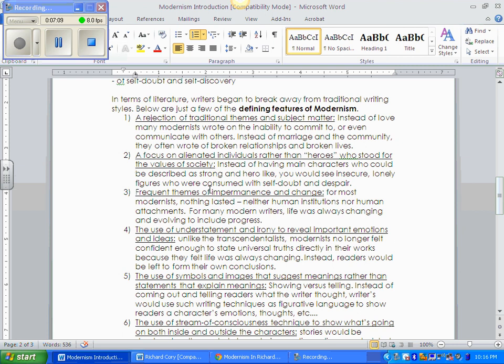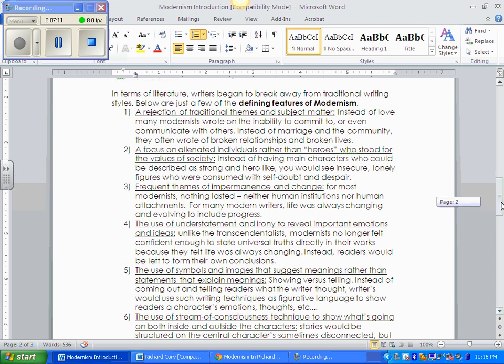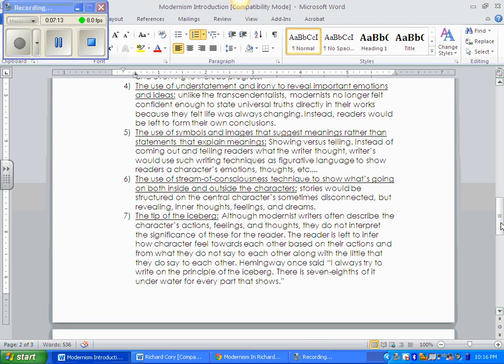Okay. Number 5, the use of symbols and images that suggest meanings rather than statements that explain meanings. Pretty much the easiest way that I can explain that one to you is this idea of showing versus telling. As authors, as writers, the modernists wouldn't just come right out and tell you things. They would instead be very descriptive to show you what it is that they're trying to make you understand.